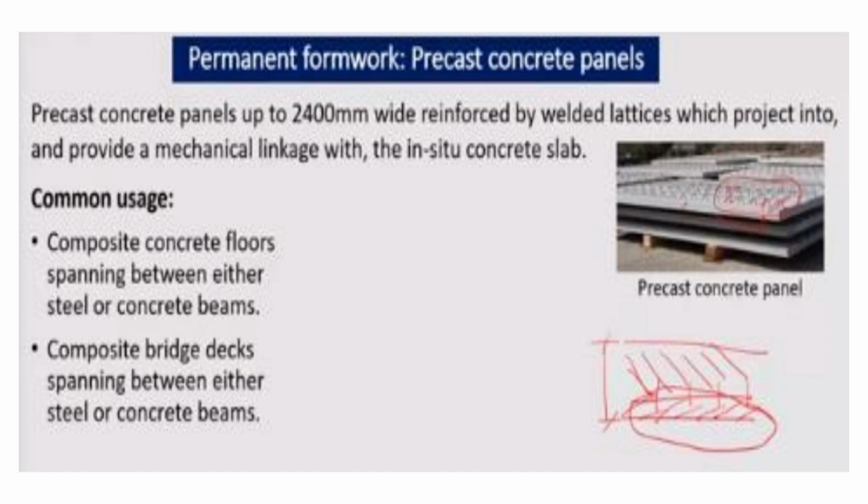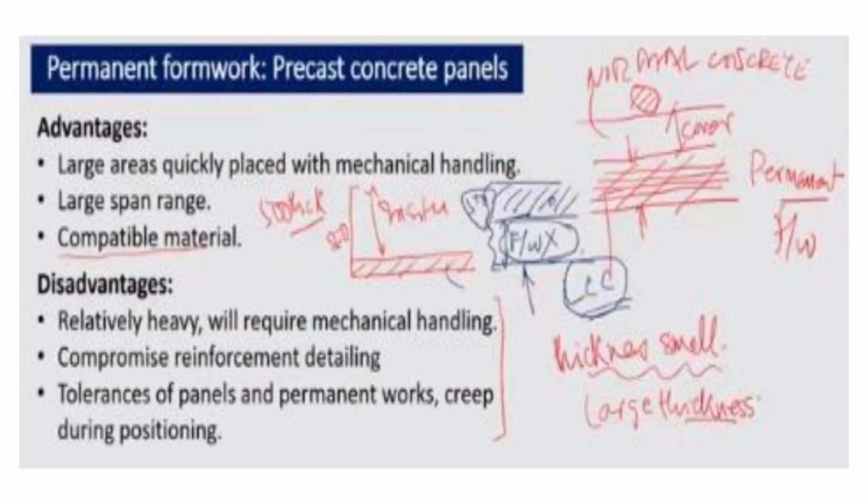So what are its common usages? One is composite concrete floors spanning between either steel or concrete beams, okay, and composite bridge decks, okay, spanning between either steel or concrete beams, okay. So these are some of the common usages of precast concrete panels, as you can see here. So what are its advantages? So firstly, large areas quickly placed with mechanical handling, okay. So the rate of construction can be very high, okay.